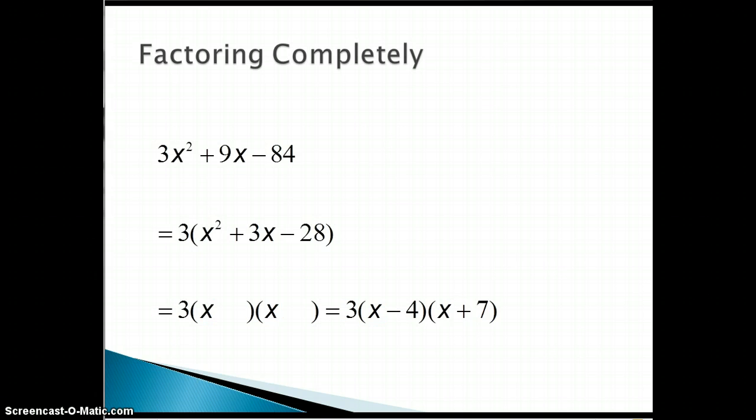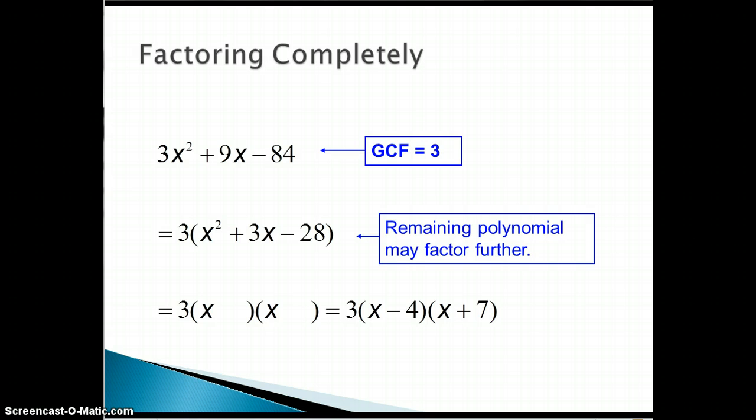Here's an example of where we need to factor completely. You'll hear me say this a lot, that the first step you need is to find the greatest common factor. Notice that in this trinomial, all of the coefficients are multiples of 3. So I have a GCF of 3 that I can factor out. So I factor out the 3 and notice that I have a trinomial left, x squared plus 3x minus 28, and it's possible that this polynomial that's remaining might factor itself. If that factors further, we need to keep going in order to factor completely.